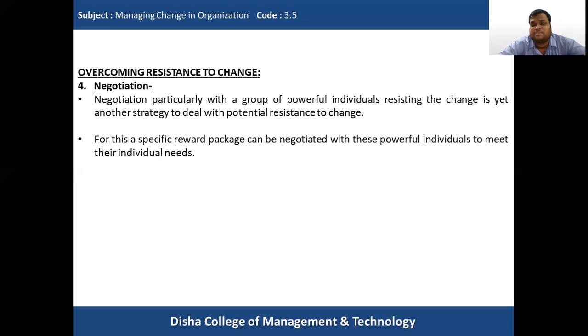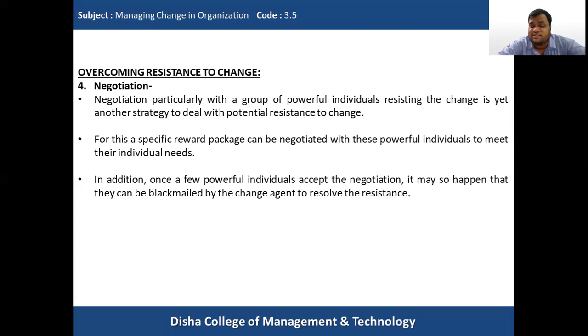So what happens is, a particular reward package can be negotiated with the resisting group. When these powerful individuals are given a reward package, their individual needs, wants and demands are satisfied. Once they get the reward package, they will be negotiating with the organization or the change agent, and they will not be resisting the change anymore. So negotiation can also be used as one of the tools for overcoming this resistance to change.